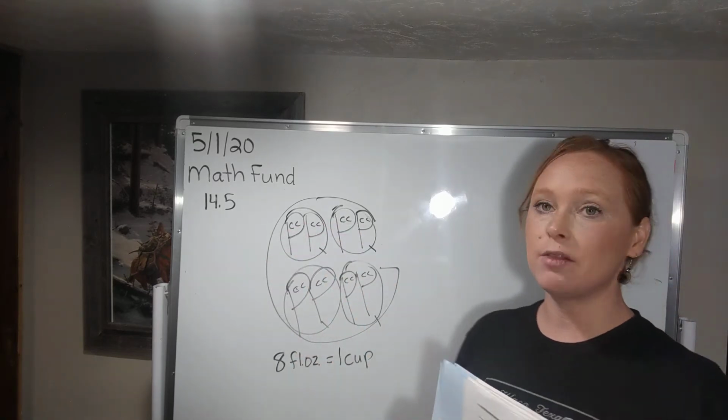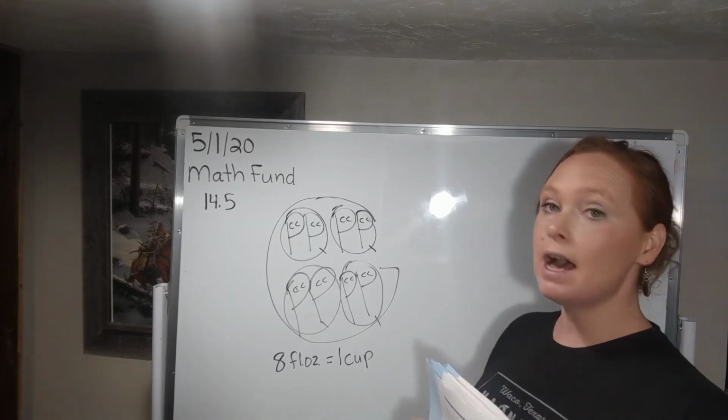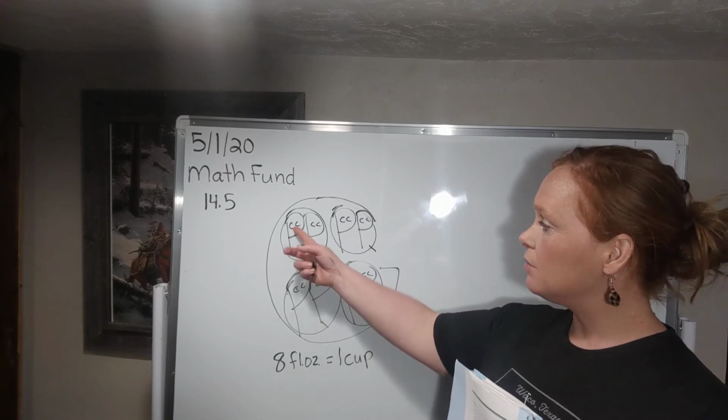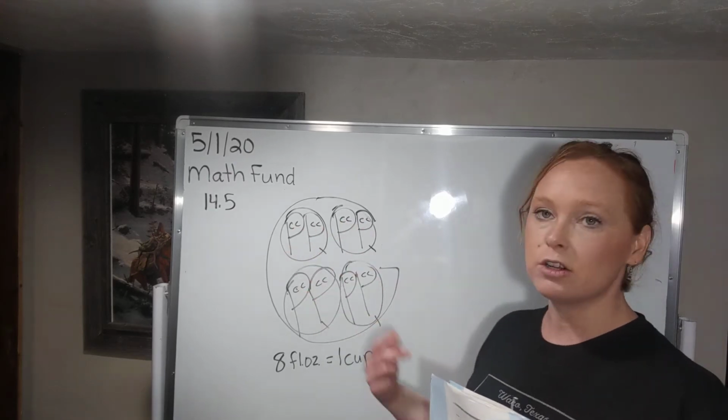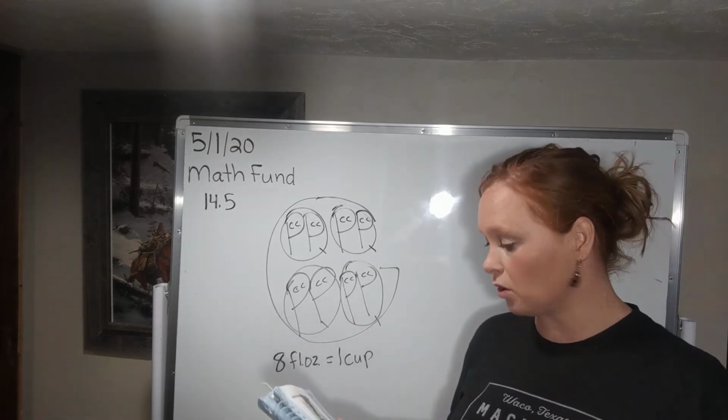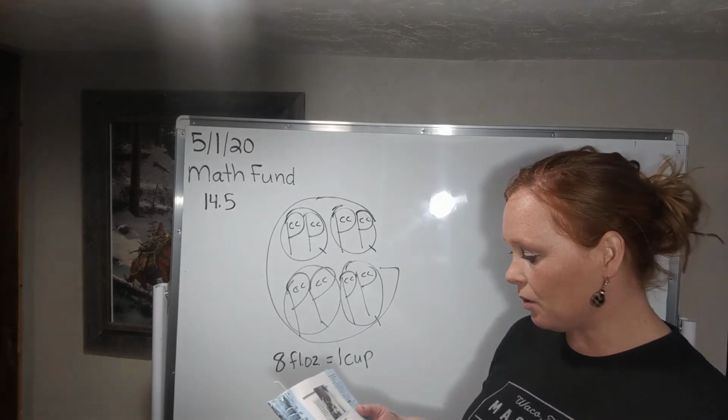How many cups are in 3 quarts? So I look at my 3 quarts and I count the cups. 2, 4, 6, 8, 10, 12. There are 12 cups in 3 quarts. Okay, so you can answer most of your questions today by being able to do that.